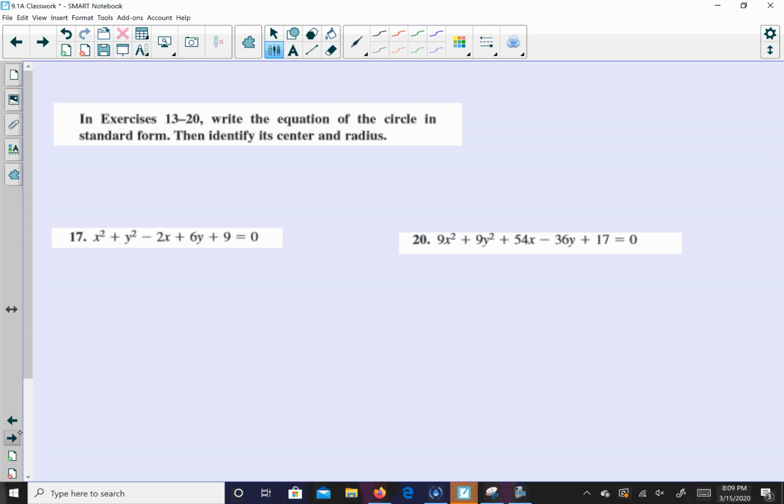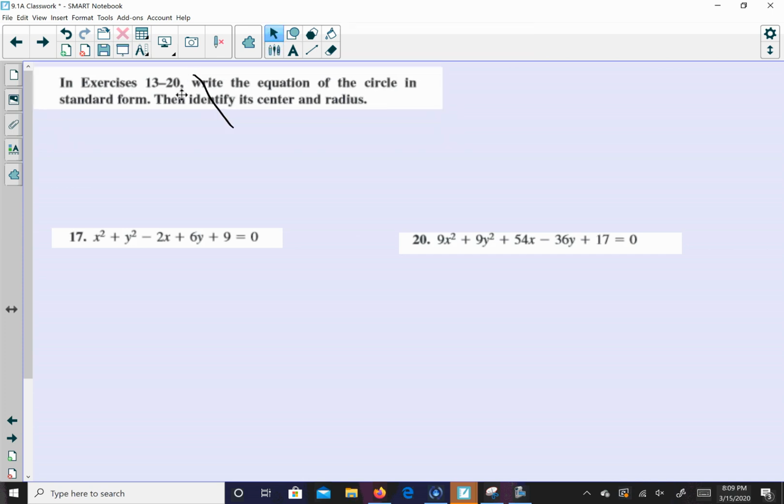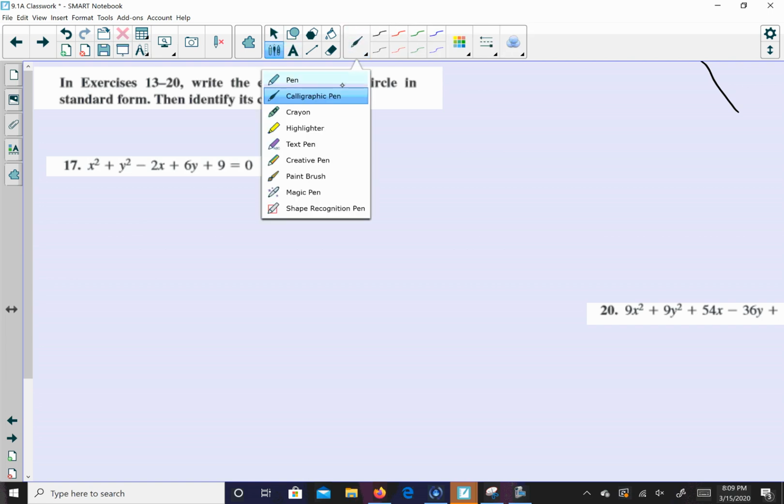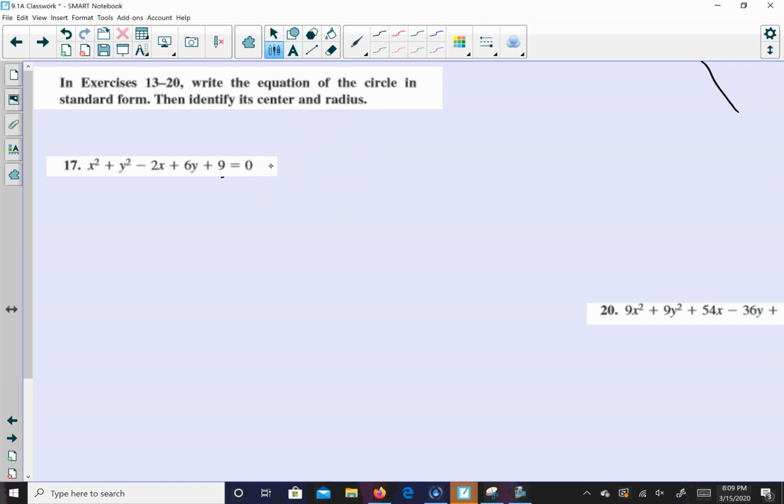The next one, it wants me to write the equation of the circle in standard form and then identify the center and the radius. So when I look at this one, I am going to have to first put it in that standard form. I like to write my x's together, write my y's together, and then put anything that doesn't have an x or y over to the other side. So I'm going to write x squared minus 2x, that's putting my x's together, plus y squared plus 6y is equal to, subtracting 9 from both sides, I get -9.